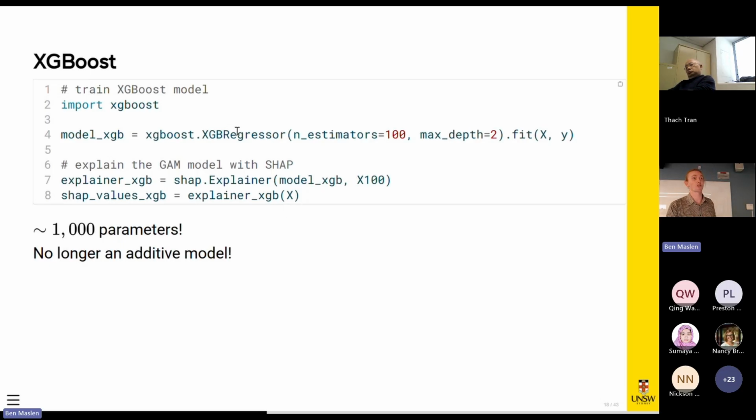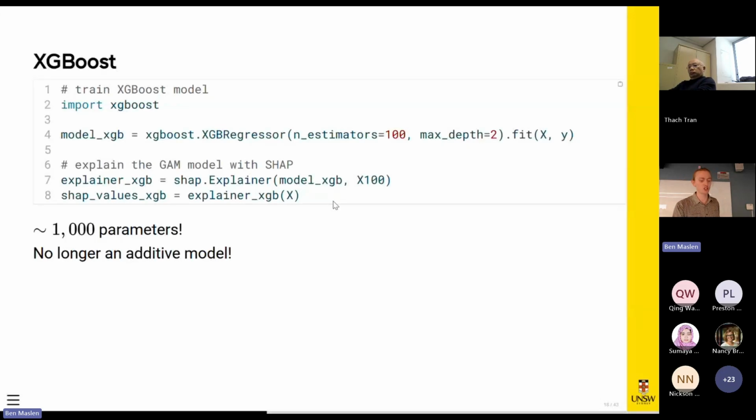We've got an XGB regressor because we have a continuous outcome. We're going to have 100 estimators and a max depth of 2. We're going to fit this function. I'm not going to go into the details of what an XGBoost model is, but this model can have up to 1,000 parameters, and we have interactions in it. It's no longer an additive model.